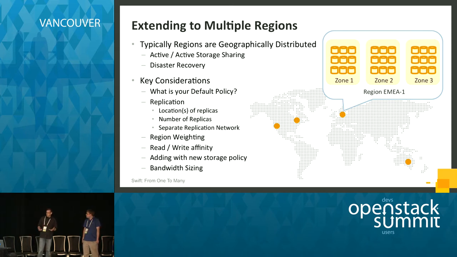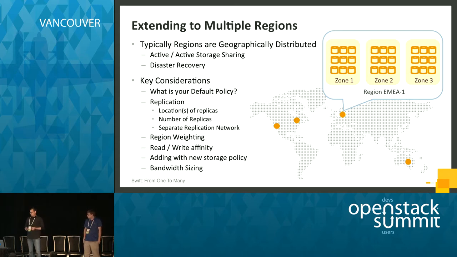Another consideration when you're extending to multiple regions is region weighting. So you want to make sure that your regions are weighted properly. Let's say one region is a much bigger cluster than your second region, you want to make sure it's weighted properly. Maybe it's weighted so that two replicas always go to one region and one replica always goes to the other. You can balance that out. And it's really good to take into consideration as you're spinning up additional regions, understanding not only how your data is going to exist, but how it's going to be placed across those regions.